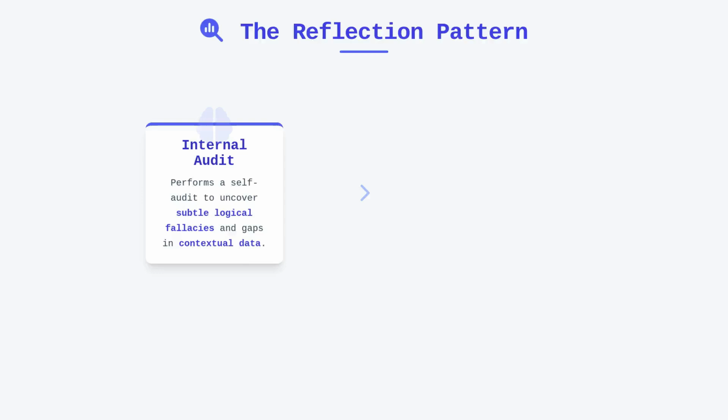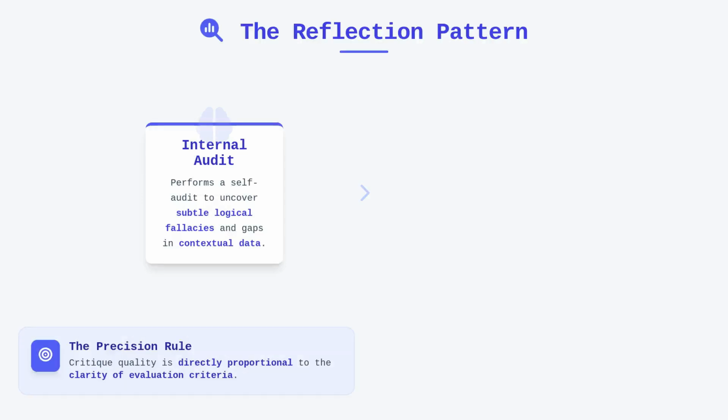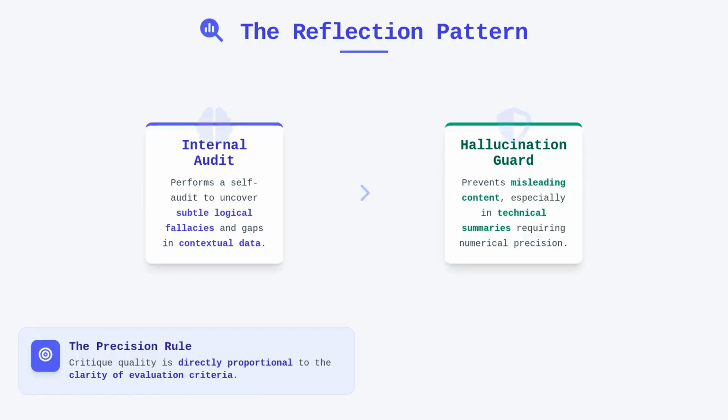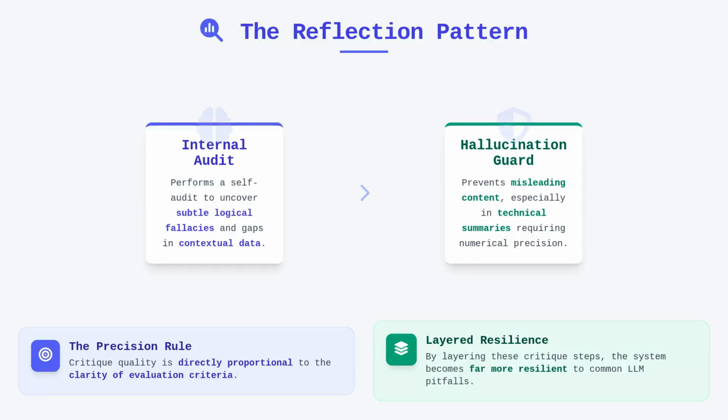Always ensure that the audit rubric is as precise as possible, as the quality of the critique is directly proportional to the clarity of the evaluation criteria you provide. This pattern is particularly useful for identifying hallucinations in technical summaries where numerical precision is required. By layering these critique steps, you create a system that is far more resilient to the common pitfalls inherent in large language models.